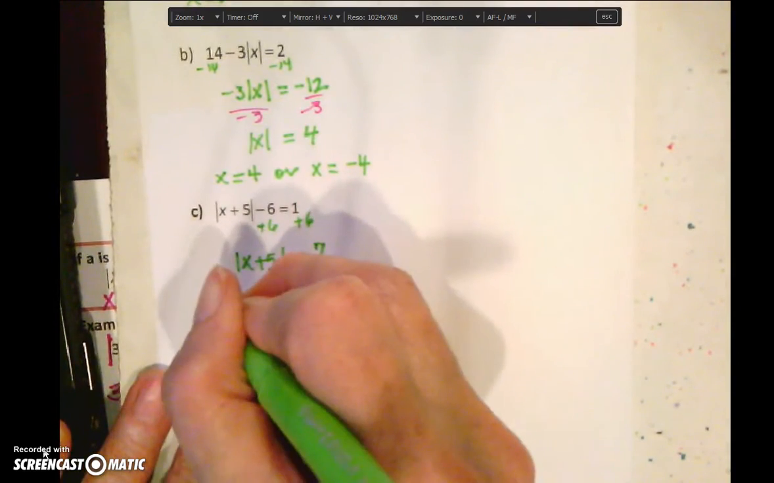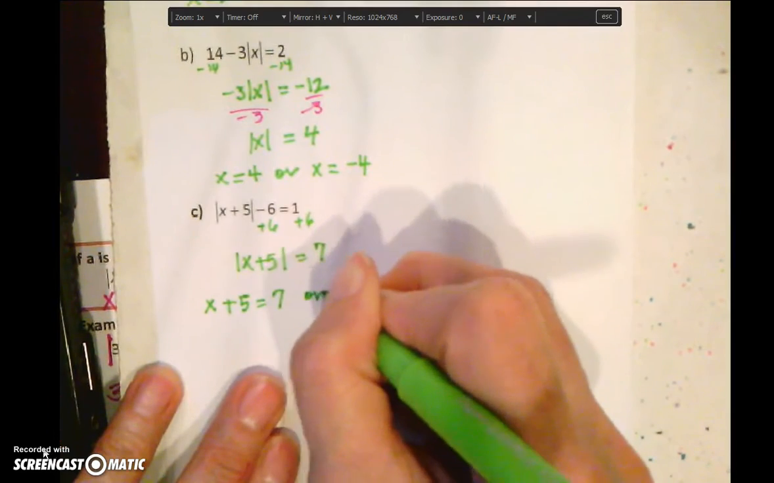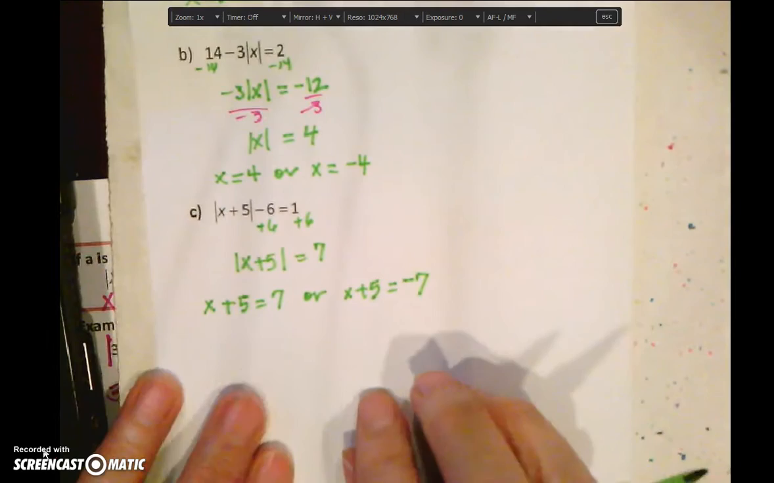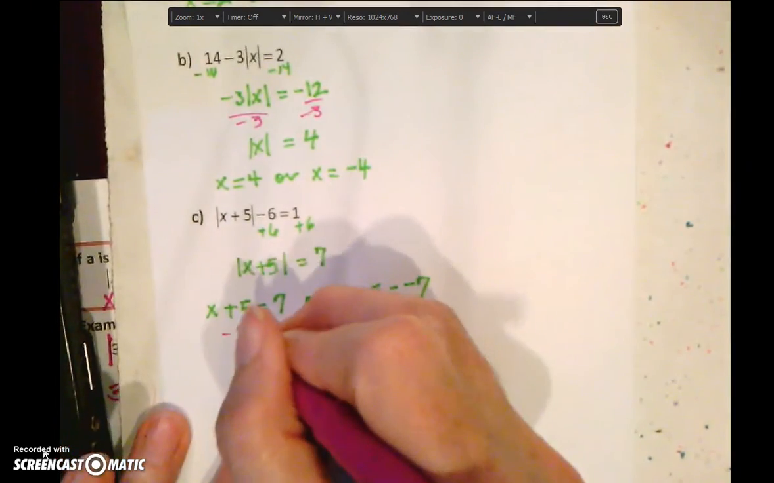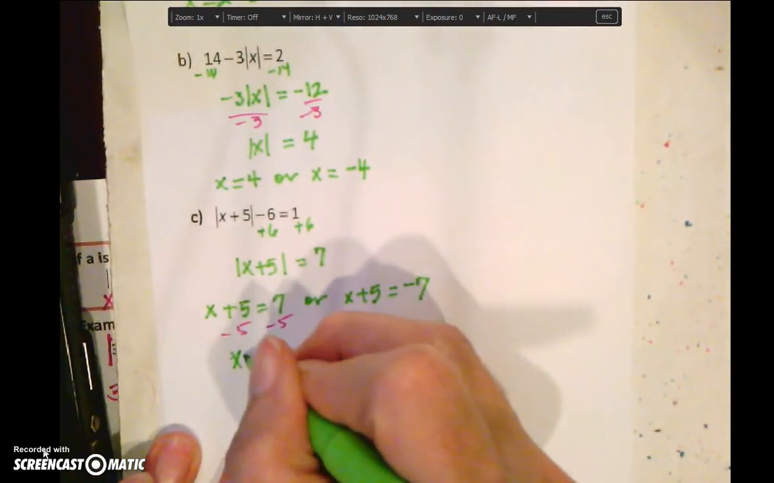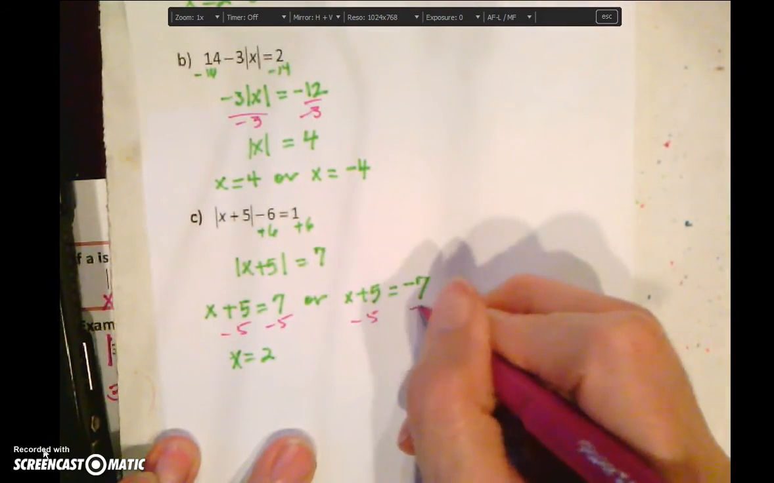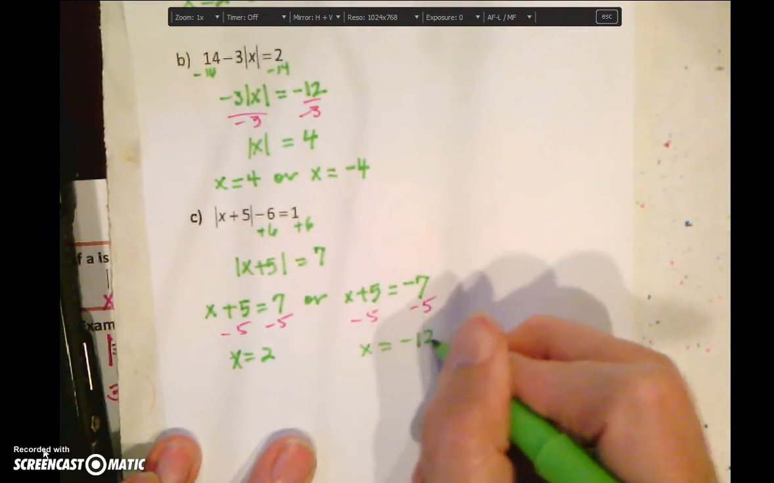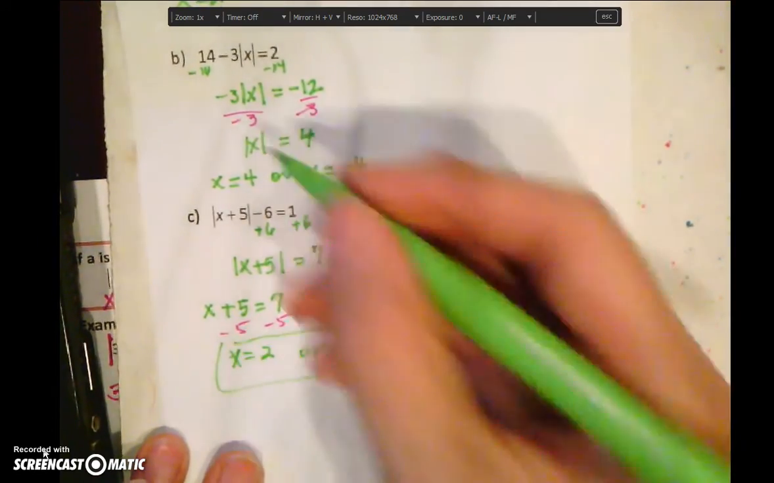So now I'm going to take the inside of it, the x plus 5, and say this is equal to 7, or the x plus 5 is equal to negative 7. Then solve that and do the minus 5 from both sides here and get that x is equal to 2. And same thing over here, minus 5 here, and get that x is equal to negative 12. And so here is my answer.